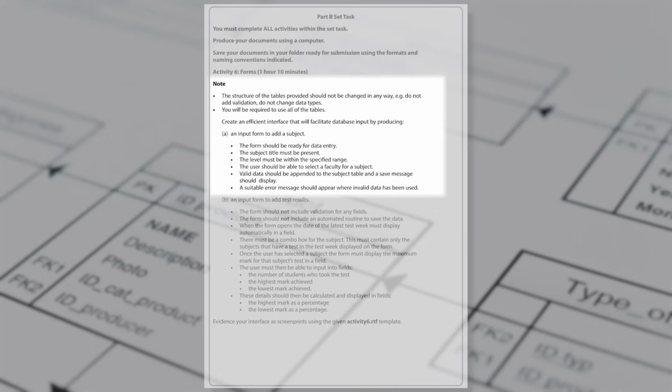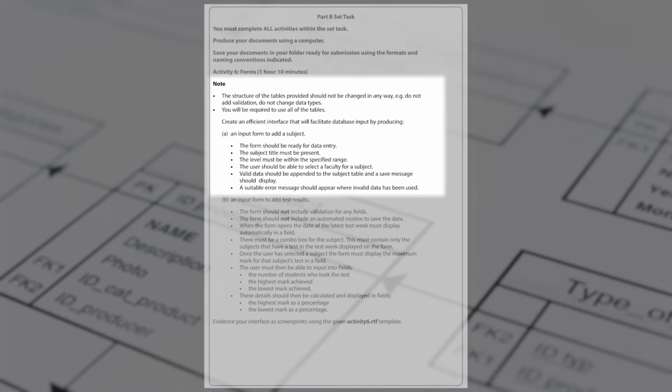The subject title must be present, so we can hopefully have a nice little label at the top of our form. The level must be within the specified range, and that will be in the information at the front of the paper. And then the user should be able to select the faculty for a subject. So here we're going to be using something like a combo box in our form.